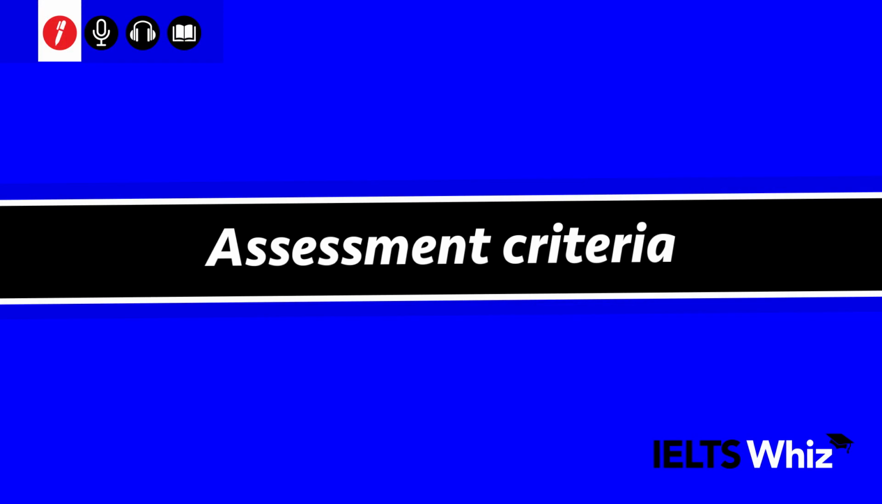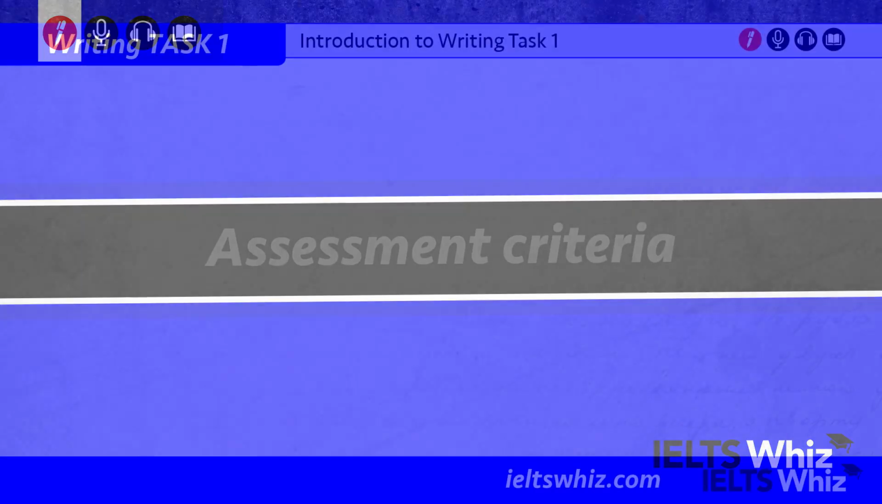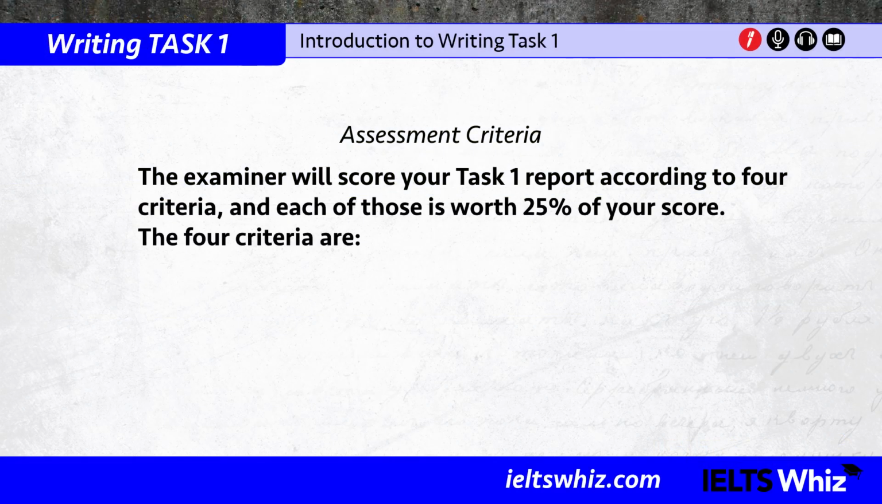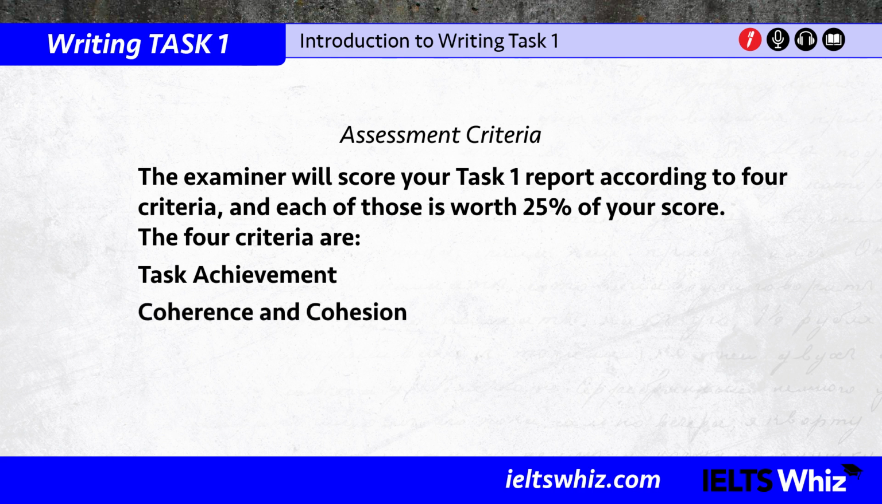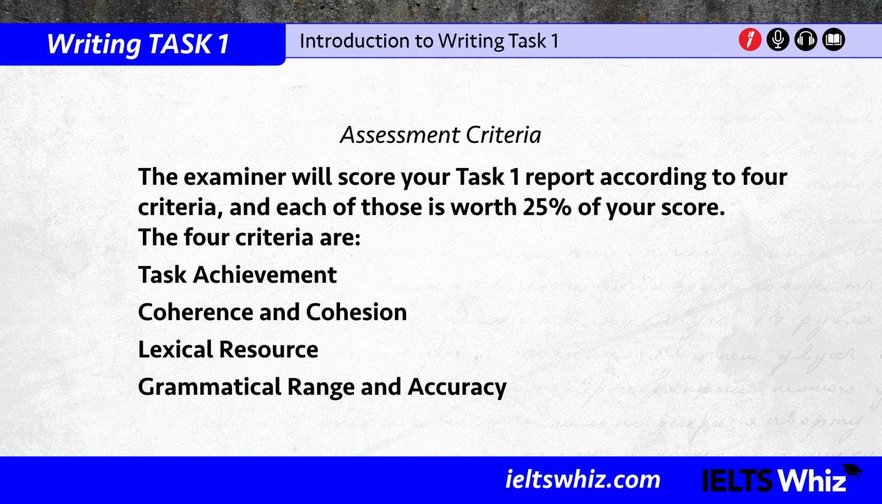Now let's look at the assessment criteria that's used. The examiner will score your task 1 report according to 4 criteria, and each of those is worth 25% of your score. The 4 criteria are task achievement, coherence and cohesion, lexical resource, and grammatical range and accuracy.